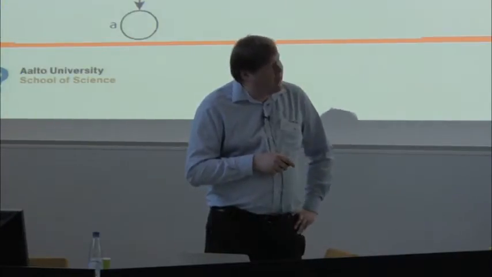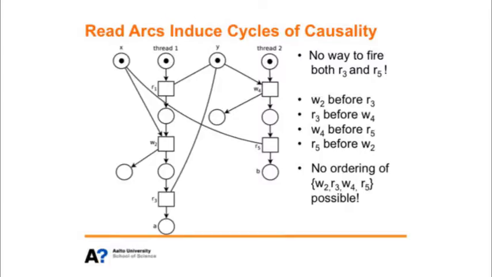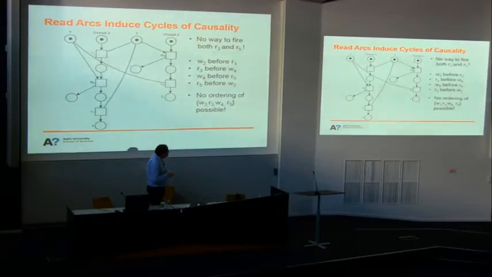Okay, and this is even more subtle, so here's another example. I'm claiming here that R3 and R5 can never actually be fired together in any test execution. Why is that? Well, because in order to fire this read, you have to fire this write, because these are from the same thread.